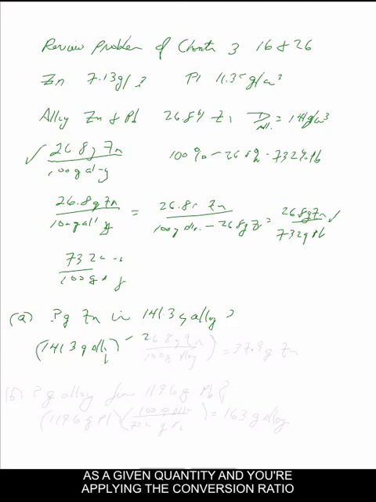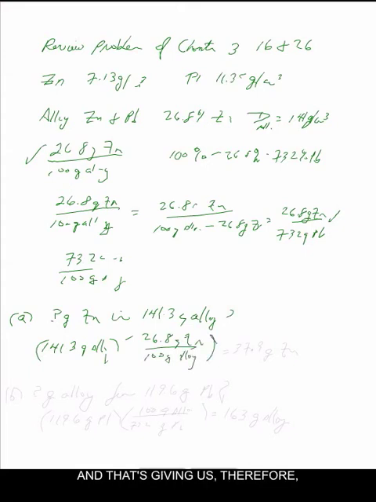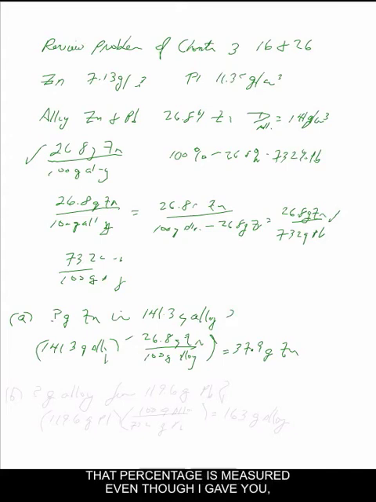the conversion ratio that it's 26.8 grams of zinc for every 100 grams of alloy, and that's giving us therefore an answer of 37.9 grams of zinc. And notice, by the way, that I have a 3 sig fig answer based on the fact the conversion ratio is 3 sig fig. That percentage is measured, even though I gave you in this example 4 sig figs in the given, the 141.3.